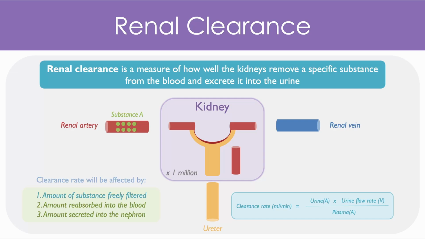Starting with filtration, if we have a substance which is not filtered well into the kidneys, so for example in this case only 2 molecules are ending up in the nephrons compared to 6 in the blood, then this predisposes to a reduced clearance rate. This can be justified using the equation because we know that the urine concentration of substance A is going to be lower and the plasma concentration of A is going to be higher, so the clearance rate should decrease.